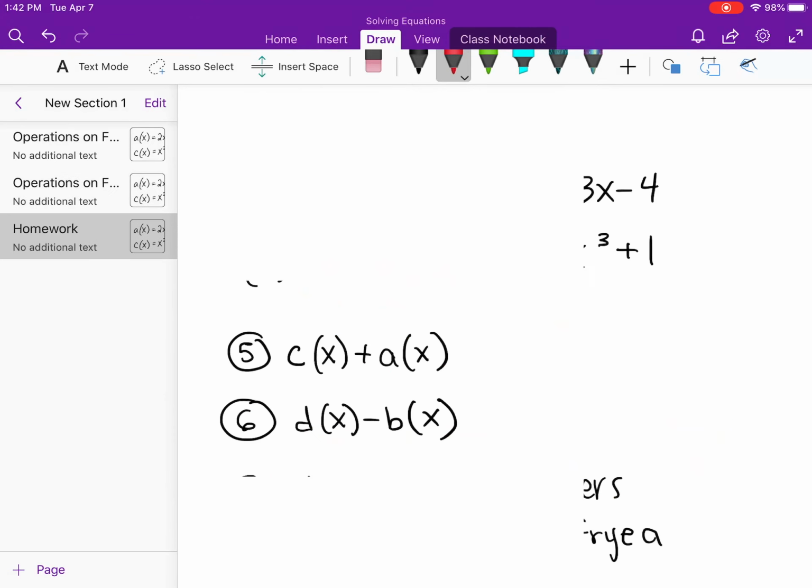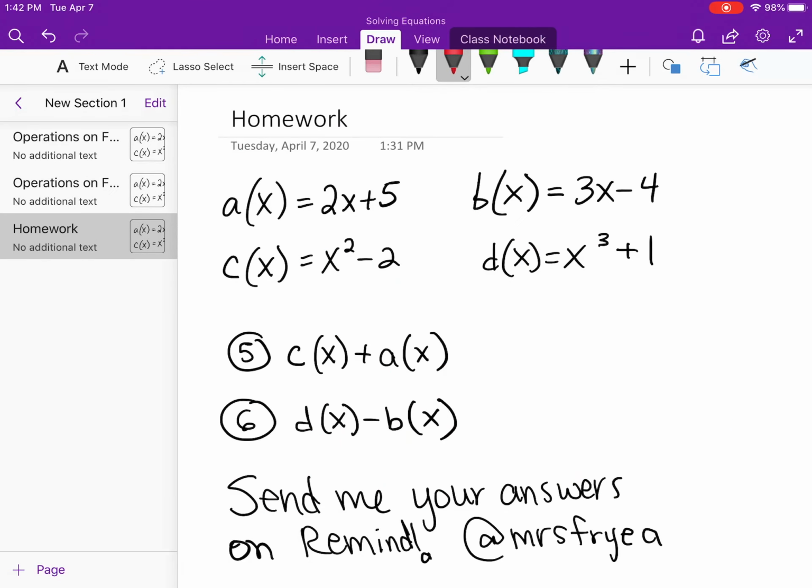So let's take a look at our homework problems. We're going to use those same exact 4 functions for a of x, b of x, c of x, and d of x. I went ahead and numbered these number 5 and number 6 for your homework problem. So you're going to add on number 5 and subtract on number 6.